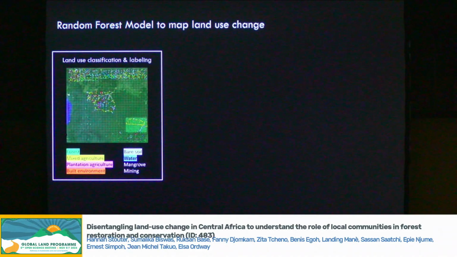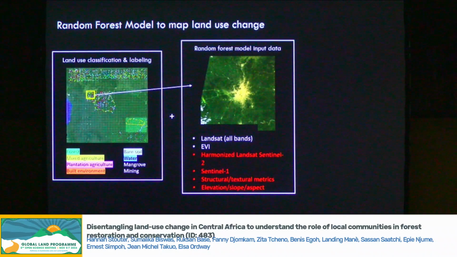For the random forest model that we've developed to map land use change, we've developed labeling for 6 land use types: forest, mixed agriculture, plantation agriculture, built environment, bare soil, and water. And so far we've just run this model over a much smaller area at the center of this 300-kilometer region over Yaoundé, which is the capital, so it's a region where we expect to see several different land use types.